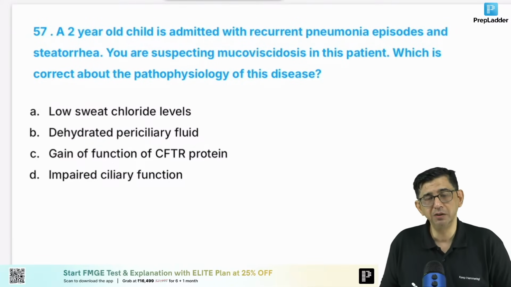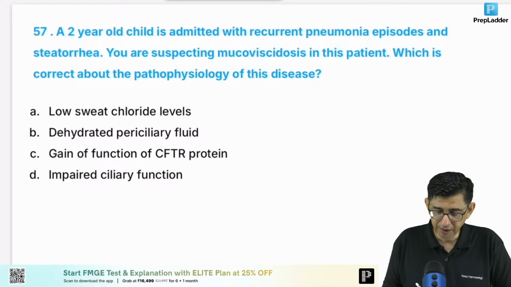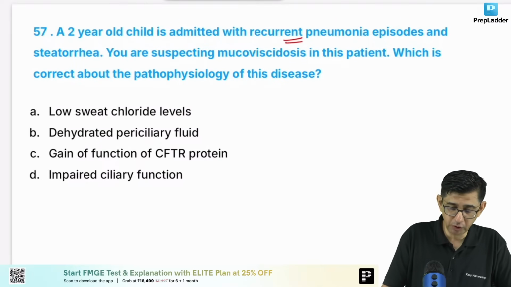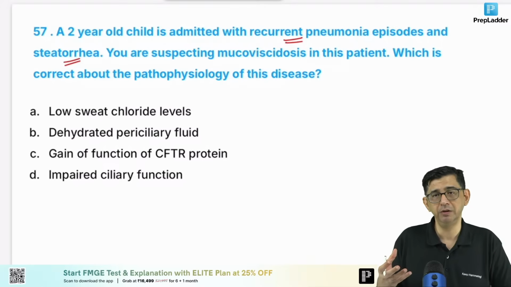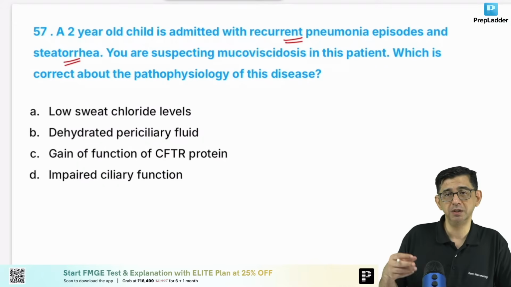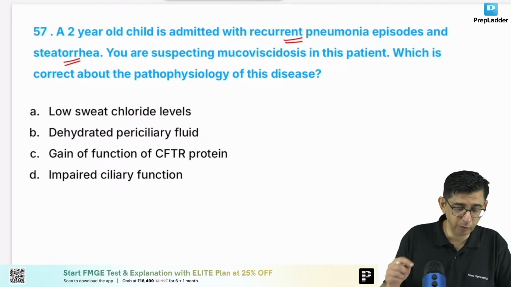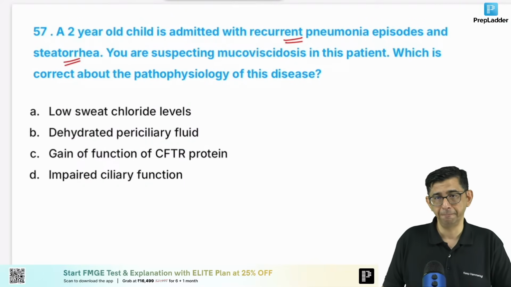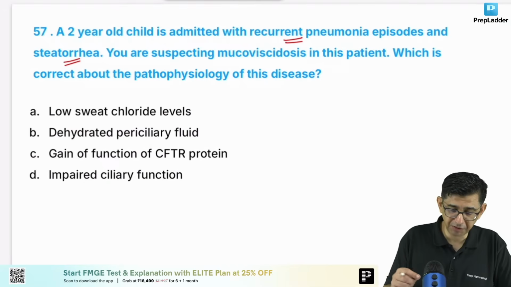Coming to the next one, we are having this 2-year-old child admitted with recurrent pneumonia episodes, and there is steatorrhea. Previously, I was talking about pneumonia, and then I was talking about abscess formation. I was talking about eosinophils being increased in Job syndrome, thymic hypoplasia, there was a hypocalcemia component, conotruncal abnormalities, but this time it is a GI abnormality present. The moment you are having recurrent pneumonia with steatorrhea, think in terms of cystic fibrosis.